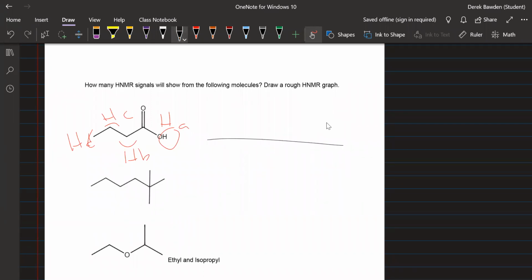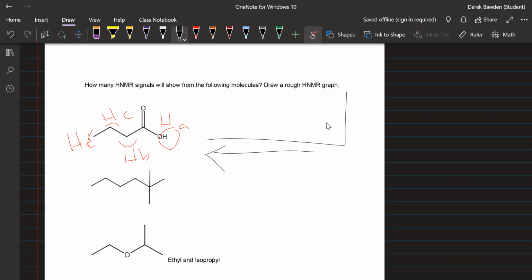Now we're going to draw a rough H NMR graph. And you want to determine which one's going to be furthest downfield. Basically the ones that are furthest downfield are the ones that are closest to electronegative atoms. So which one's going to be furthest downfield, do we think? HA, perfect. So HA is going to be our furthest downfield. But we want to determine how many peaks are going to be there with HA.